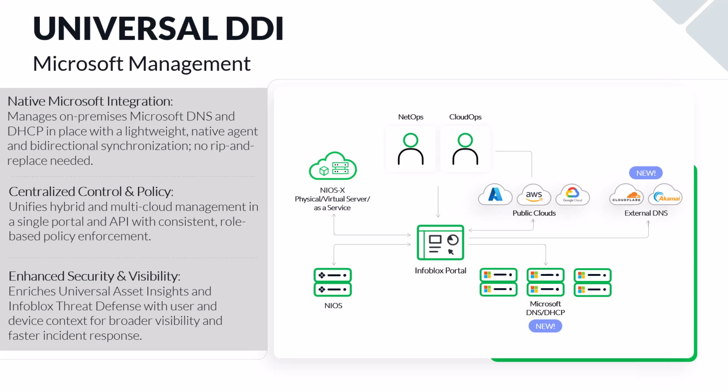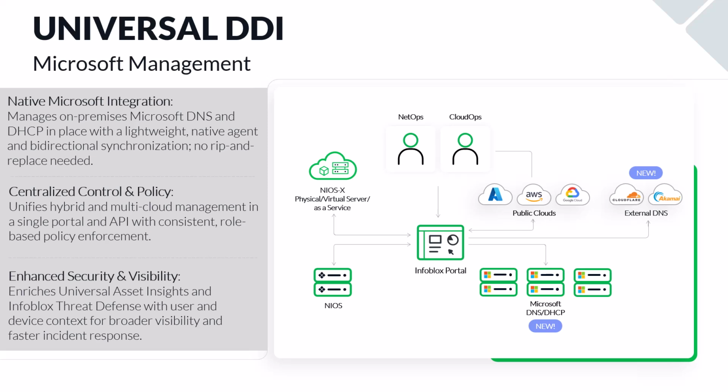Infoblox Universal DDI for Microsoft Management addresses these challenges by extending the Universal DDI platform to Microsoft environments. With a lightweight native agent and a bidirectional sync, Microsoft DNS and DHCP can be managed in place. No rip and replace required. Administrators gain a single API and dashboard to unify control across hybrid and multi-cloud, with consistent policy enforcement that reduces errors and accelerates deployments.